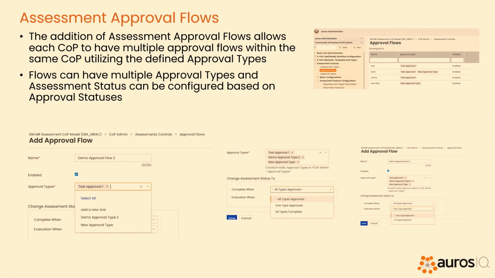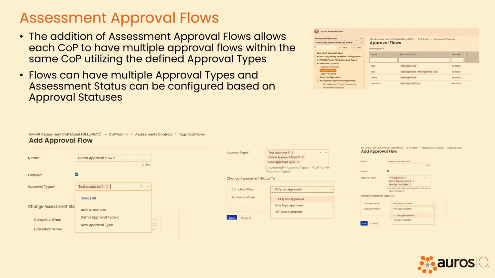Then we also have one type approved. So if you only need one of the multiple approval types to approve it, you can set it up that as long as one of them approves it, then you're good to go. You can count it as approved. And then you have the last one where all types are complete. So everybody has to do something. All of the approval types, they have to do something to respond to whatever their complete setting is from previous.